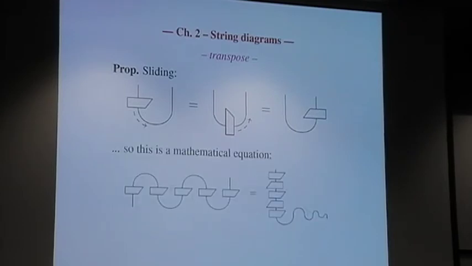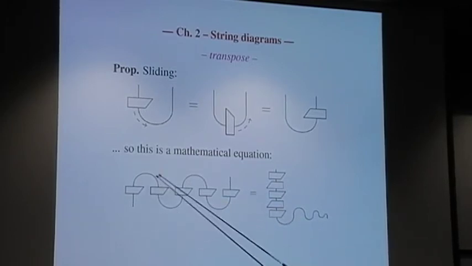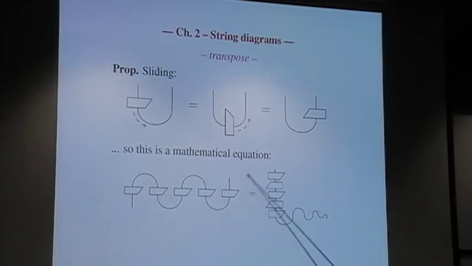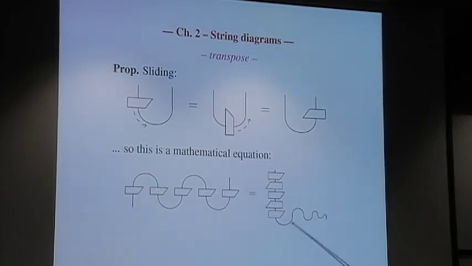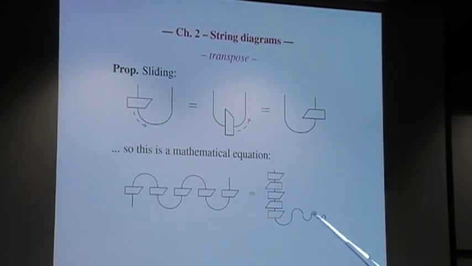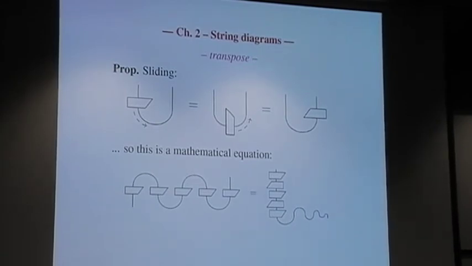Right. But again, if you see something like this, which is a mathematical equation now, you've got some rope and there are things on that, so you can actually just slide them all together. And whatever this is, it doesn't really matter. It's a mathematical equation. It's a perfectly rigorous mathematical equation.